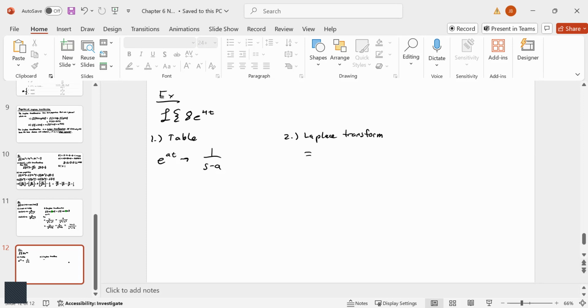So we can factor out the 8. You don't have to, but you can. Again, your goal in doing this is just to make it look like something on the table. So you have to manipulate it, which we just did. And then we get 8 times 1 over s minus 4. And so we get 8 over s minus 4. So that's how you deal with exponentials.